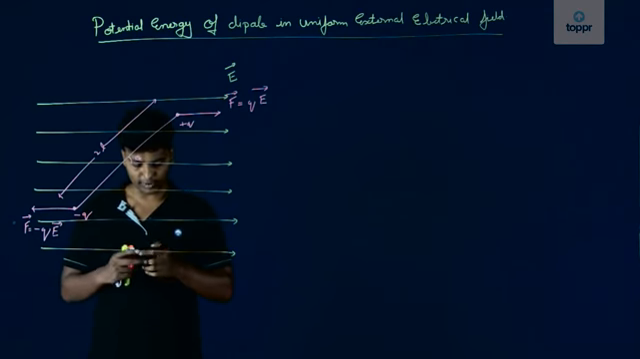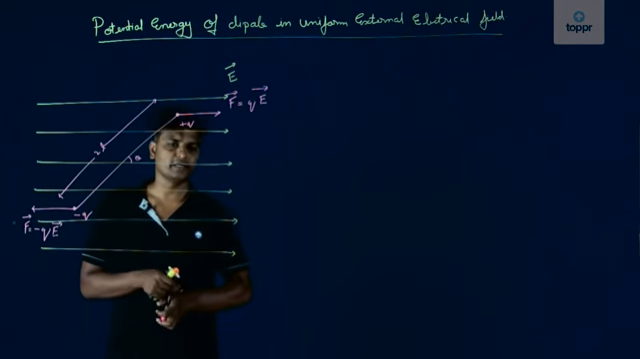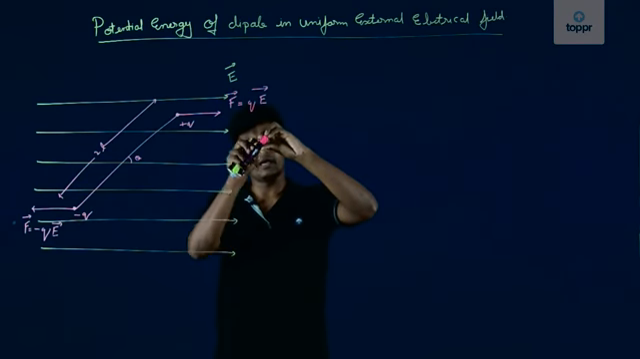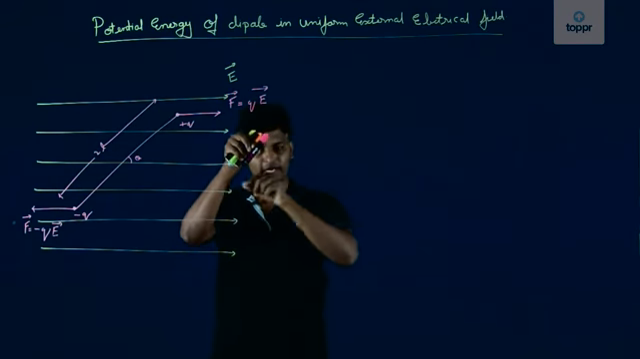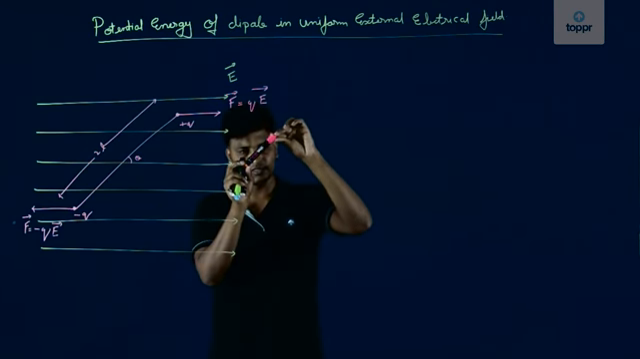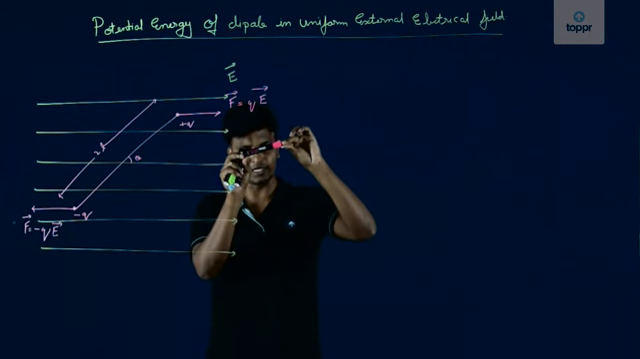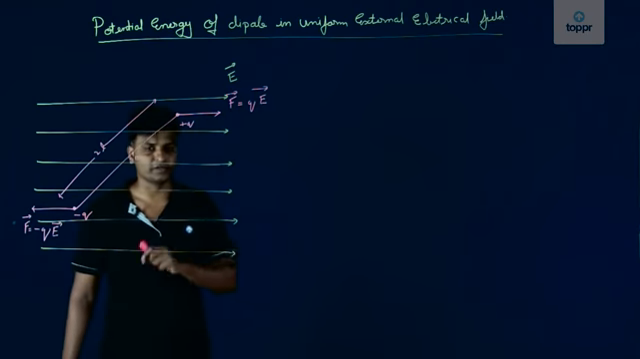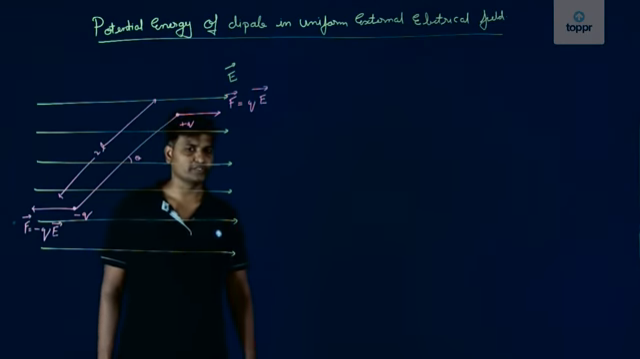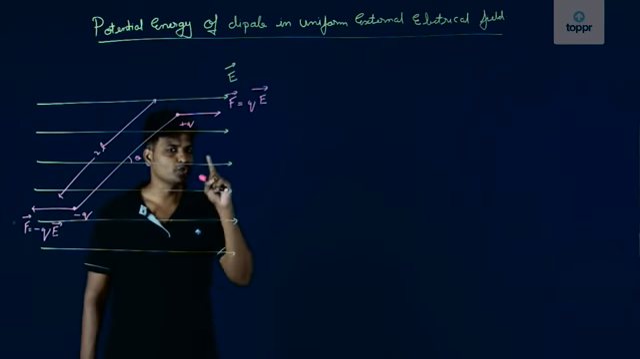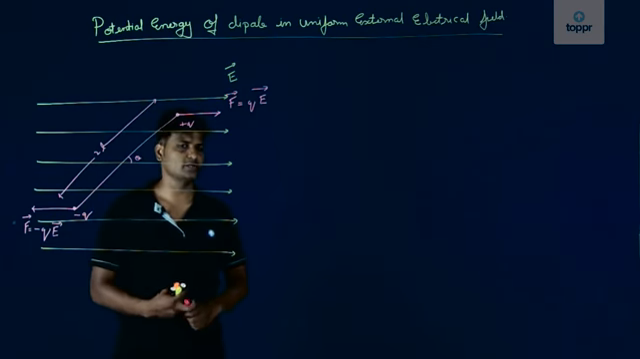Right? So you imagine that this is the electrical dipole, and one force is acting in this direction, another force is acting in this direction. What will happen? It will tend to rotate in this direction, right? So a physical quantity which tends to cause rotational motion is called torque. So that means torque will be acting on this object.